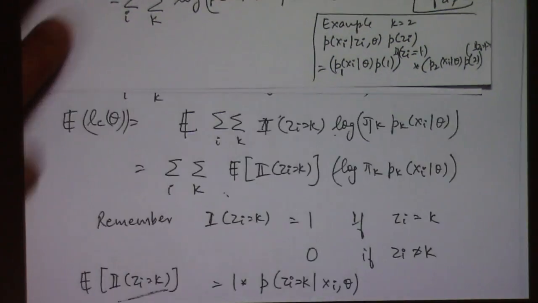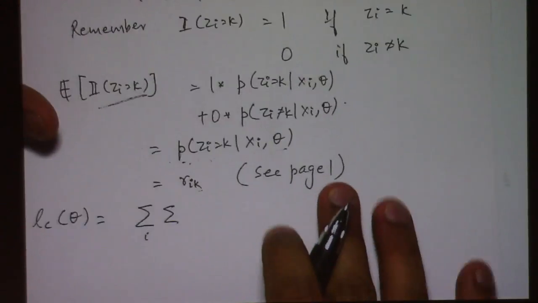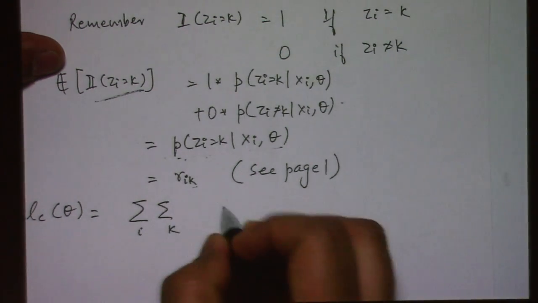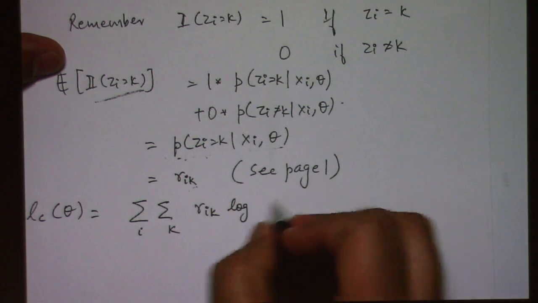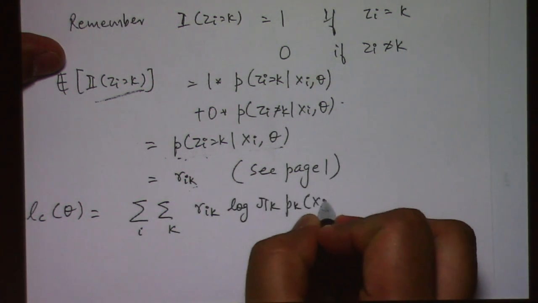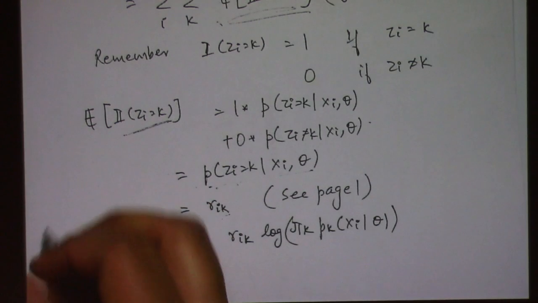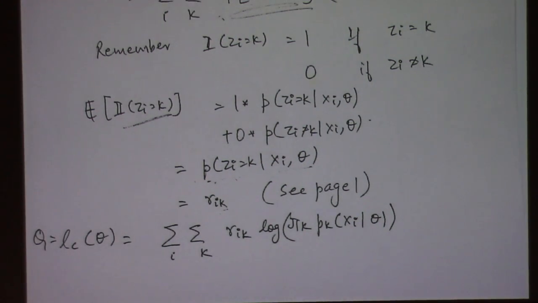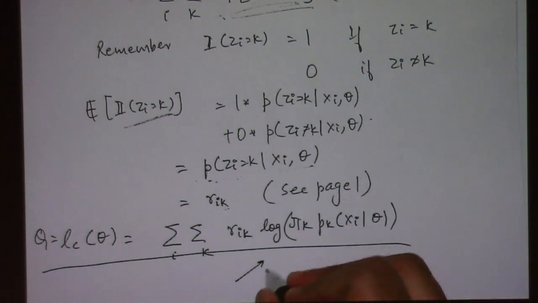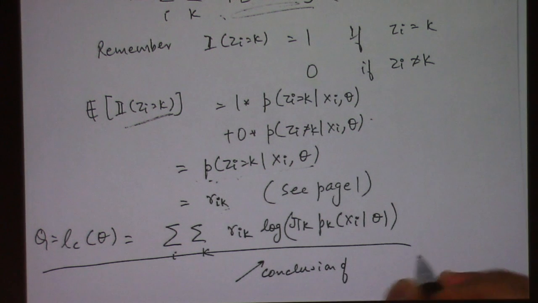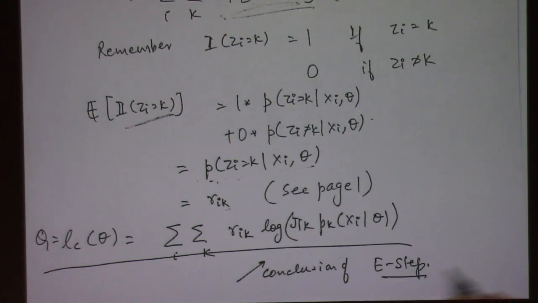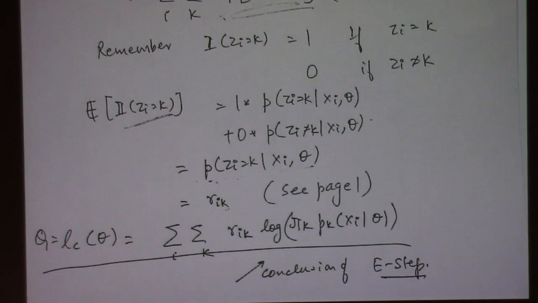Now once we have r_ik, we can substitute it back into our Q. So we can say Q of theta is equal to the double summation over i and all k of r_ik times the log of pi_k times p_k of x_i given theta. So this is what our Q is. Now we have actually computed the expected value of our joint likelihood. That concludes our E step. So the E step in mixture model estimation ends with just computing r_ik.